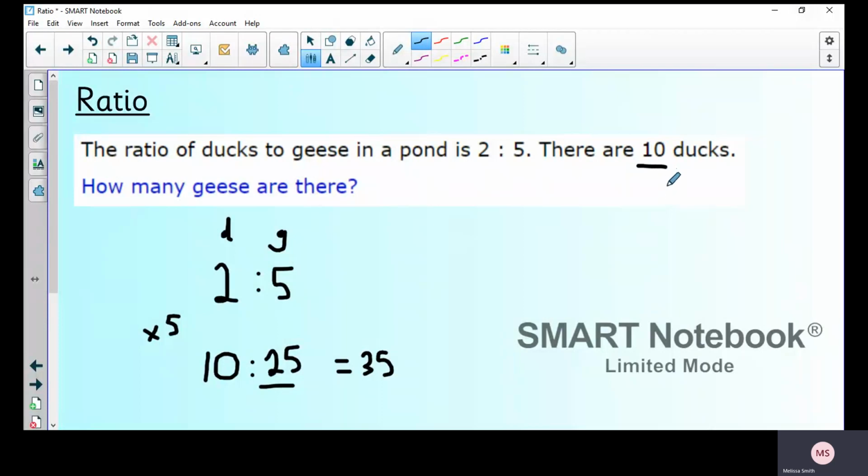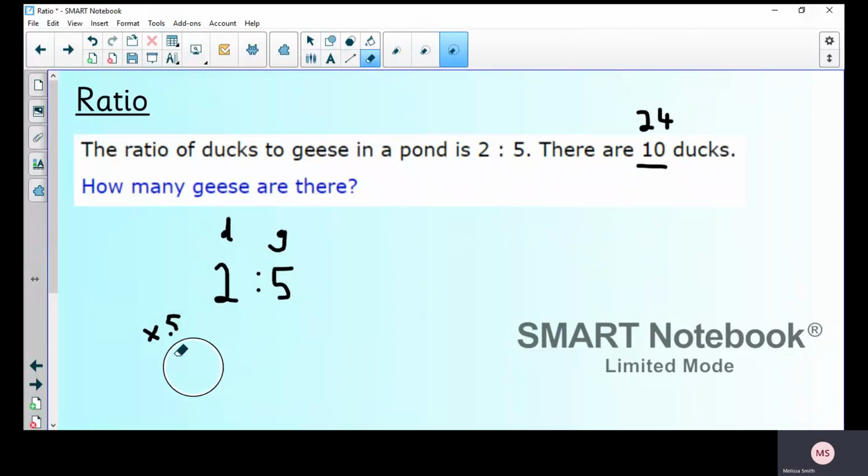Let's say instead we have got 24 ducks. There we go. This time we've got 24 ducks. Pause the video and see if you can work out, if there's 24 ducks, how many geese would there be? So if we have a look this time, I've been told I've got 24 ducks. Let's repeat the process. What do I multiply by 2 to get 24? Well, I multiply it by 12.